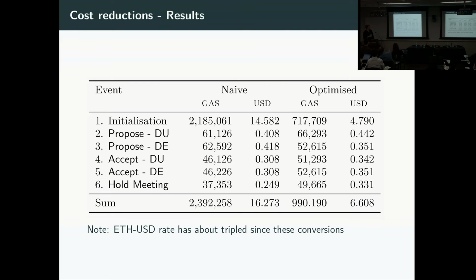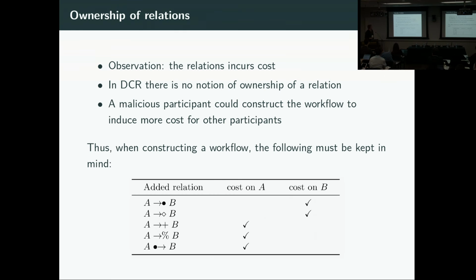So if you had several of the same type of relation on the same event, you would do all the state changes in a single bit vector operation. Also, the optimized version here is. So, I'll come back to some more about this in a moment.